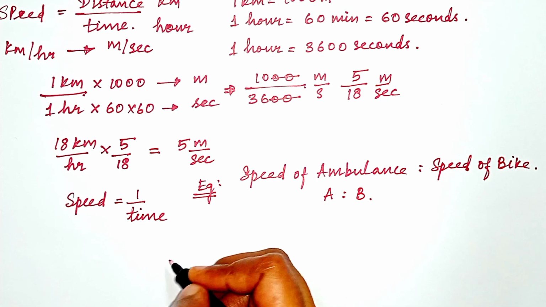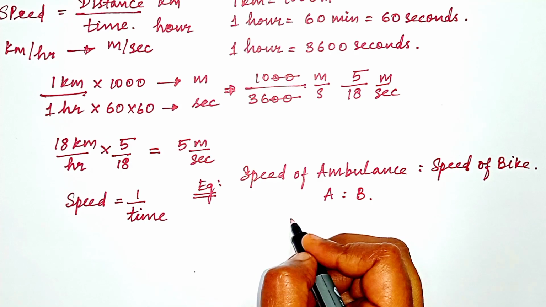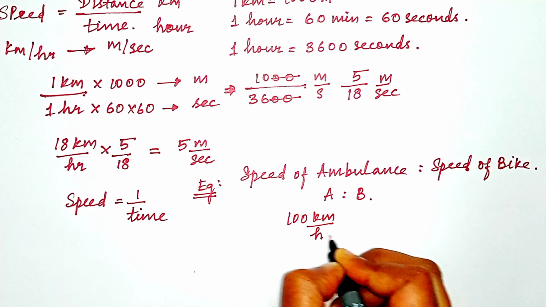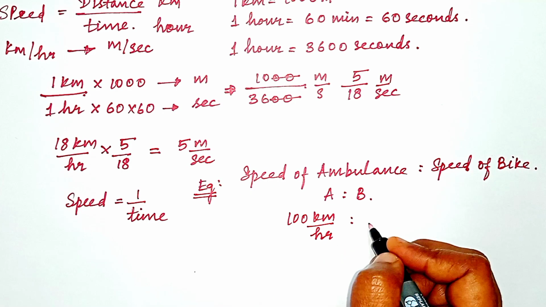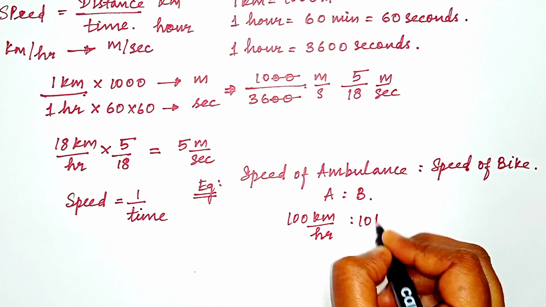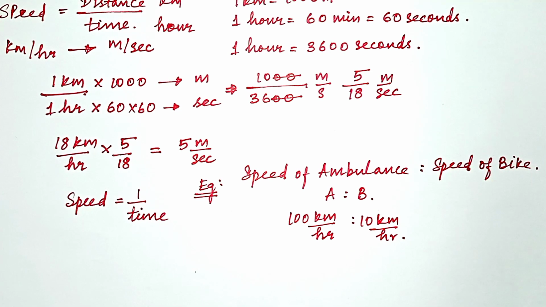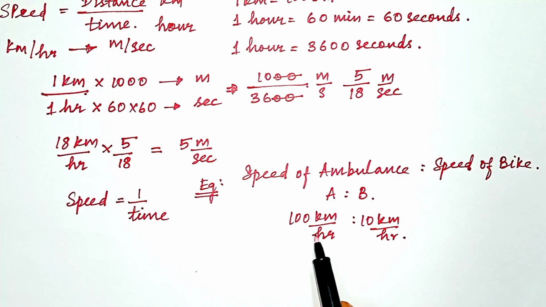So the ratio would be, the speed of an ambulance is generally faster, right? So let this be 100 kilometer per hour, and let the speed of the bike be say 10 kilometer per hour. So we can see and determine that the speed of the ambulance is more than the speed of the bike. So the distance covered by the ambulance would be greater for the same time, and the distance covered by the bike would be lesser compared to the ambulance.